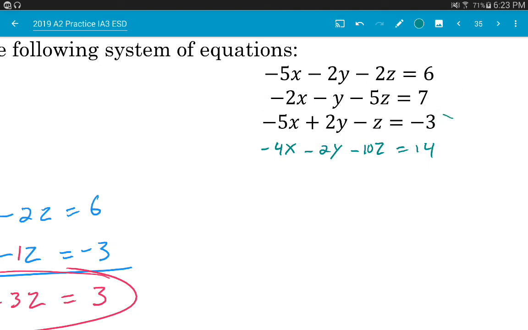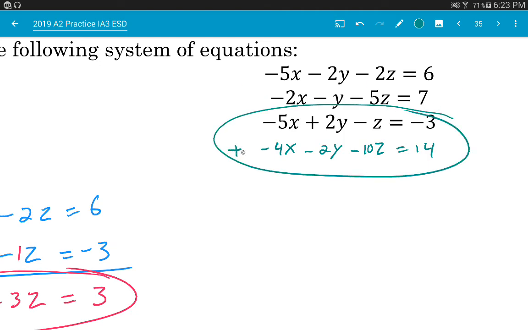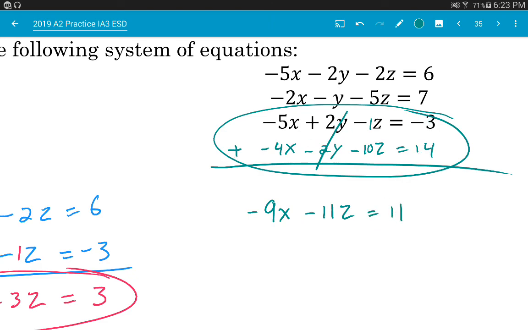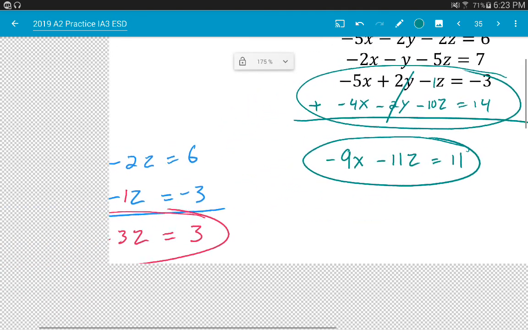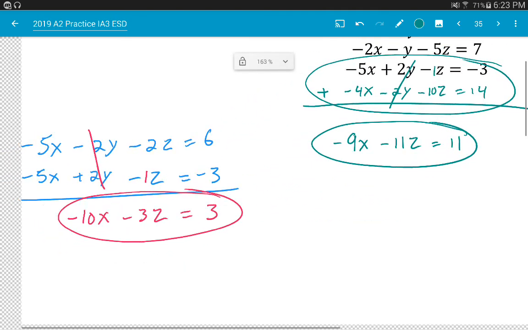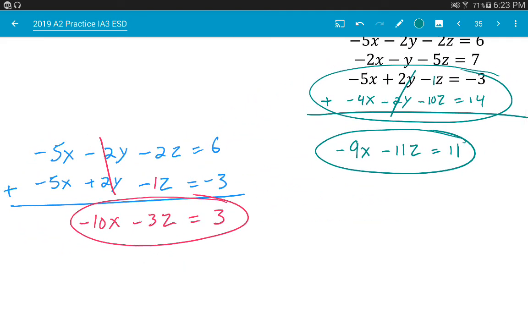Now look at these two equations here. If I add them up, the y's will cancel out. So the y's are gone. Positive 2y, negative 2y. Negative 5 and negative 4x is negative 9x. Negative 1z and negative 10z is negative 11z. And negative 3 plus 14 is 11. Alright, so that's another big step there. I'm going to erase the scratch work.